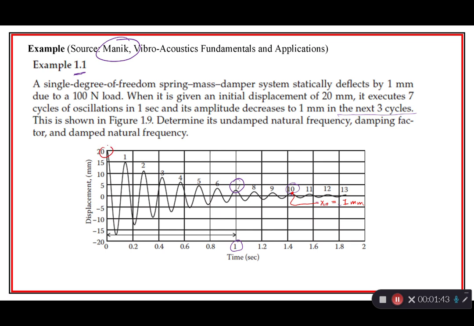Right. So we start out at 20 and get to 1, and so there's some data. So determine, find the undamped natural frequency, the damping factor, and the damped natural frequency. Well, we could actually probably find the damped natural frequency right away. I don't see any problem with that. Okay, yeah, right away. So let me go to this other sheet right here because I wanted to look at the graph.